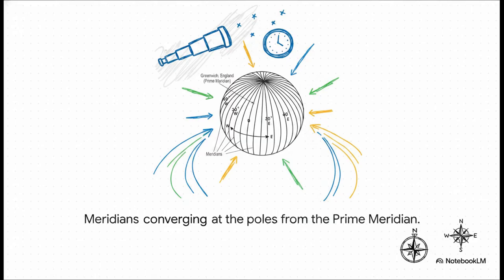Since every single one of them has to connect the North Pole to the South Pole, they are forced to meet at the top and bottom. They cut across the equator at perfect right angles.